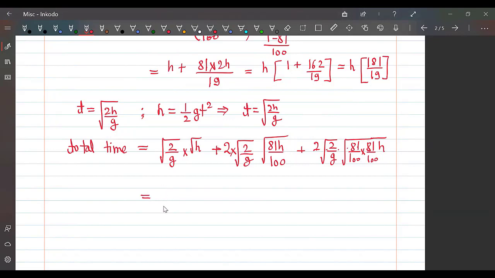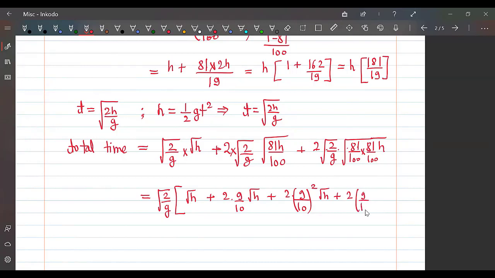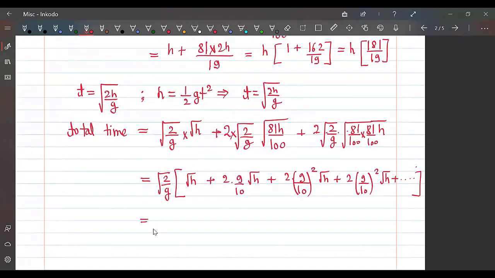So I can take root 2 by g common. Remaining thing will be root h plus 2 into 9 by 10 root h, then 2 into 9 by 10 whole square into root h. Then like this is again a GP. So we can add this up. This will become root 2 by g. Let us ignore the first term.